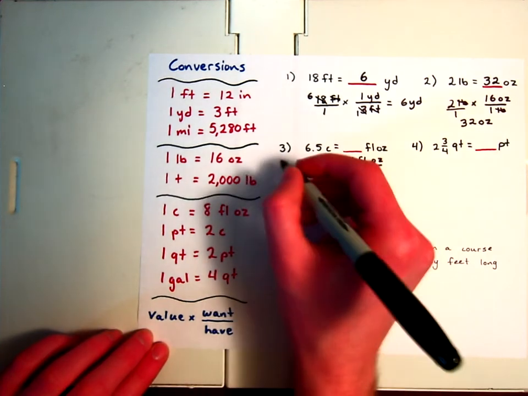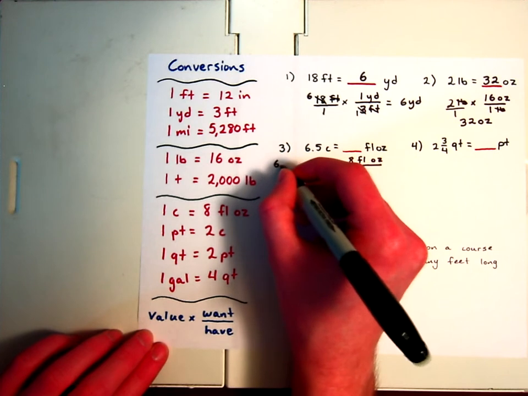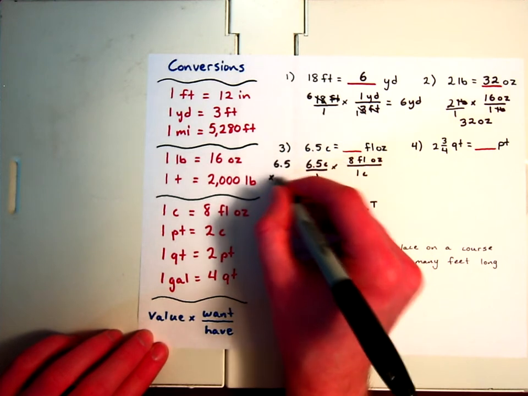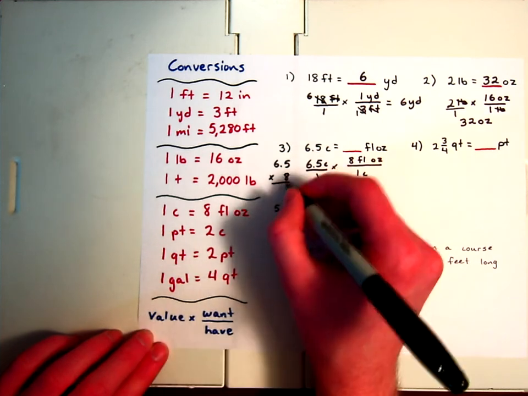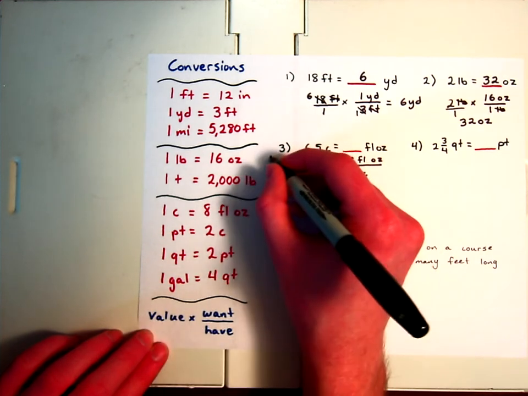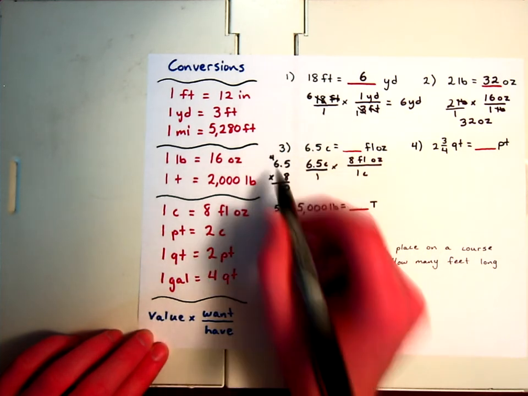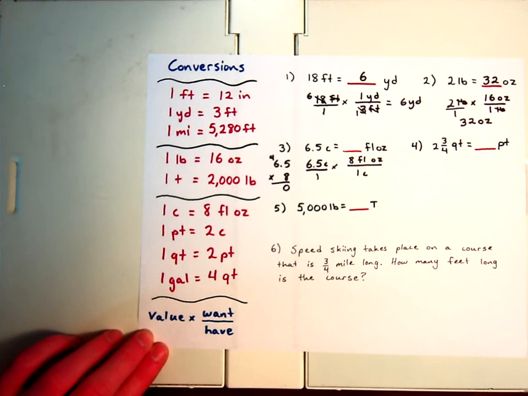And what we can do is, if you cannot do that mentally, we can do it off to the side, set up our multiplication problem. 8 times 5 is 40. Carry the 4. 8 times 6 is 48. Plus 4 is 52.